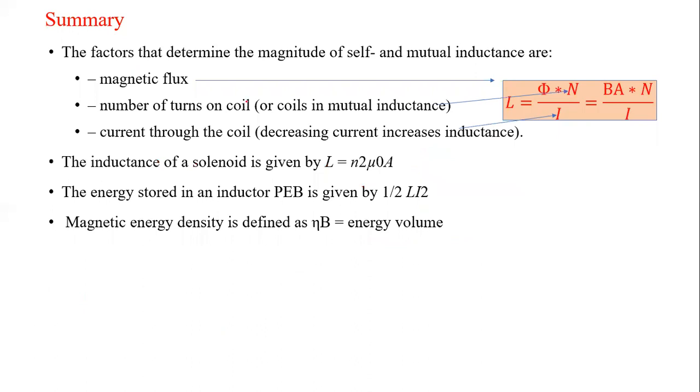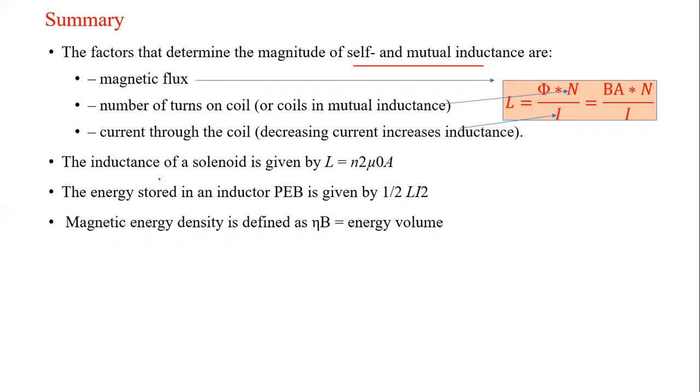The factors that determine the magnitude of self and mutual inductance are the number of turns and the magnetic flux. Magnetic flux is directly proportional, the number of turns N is directly proportional, and the current is inversely proportional.